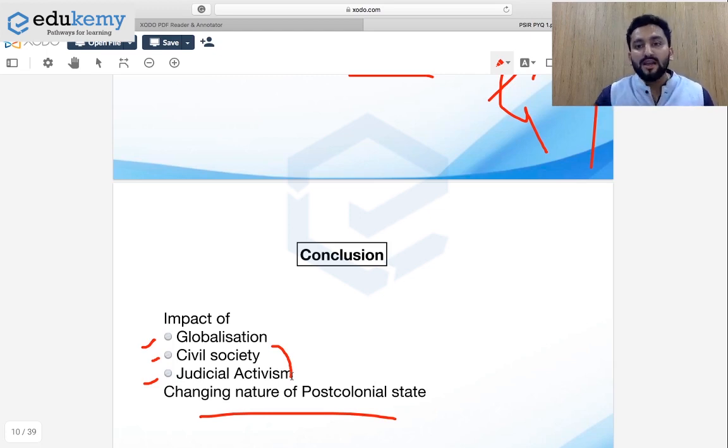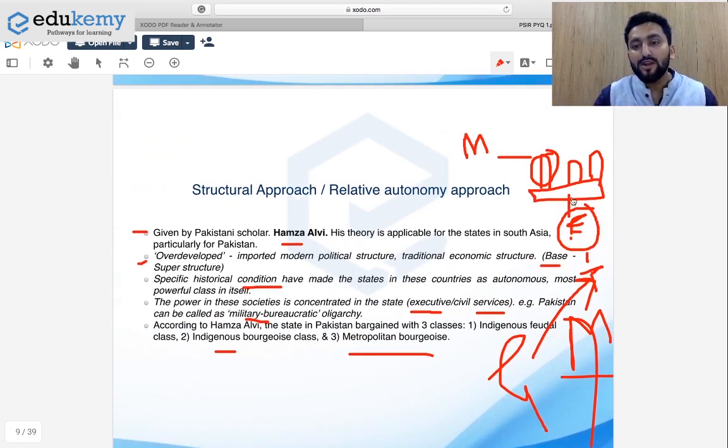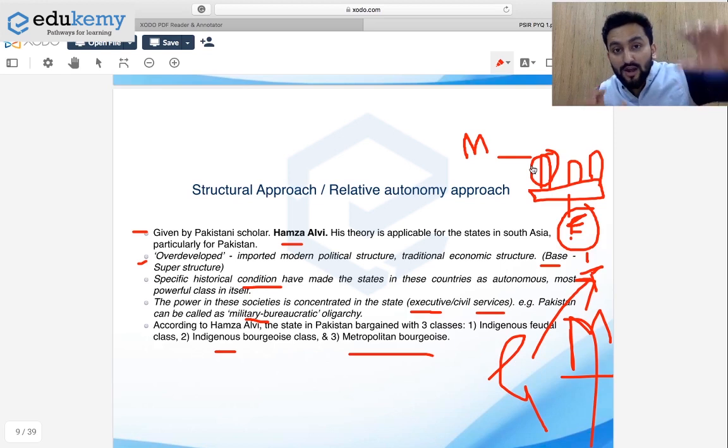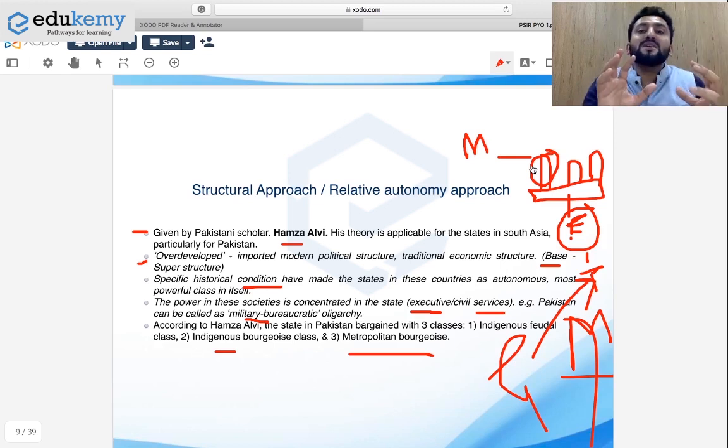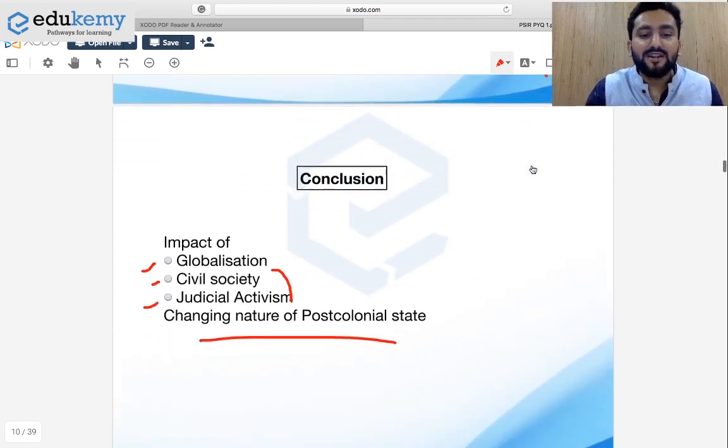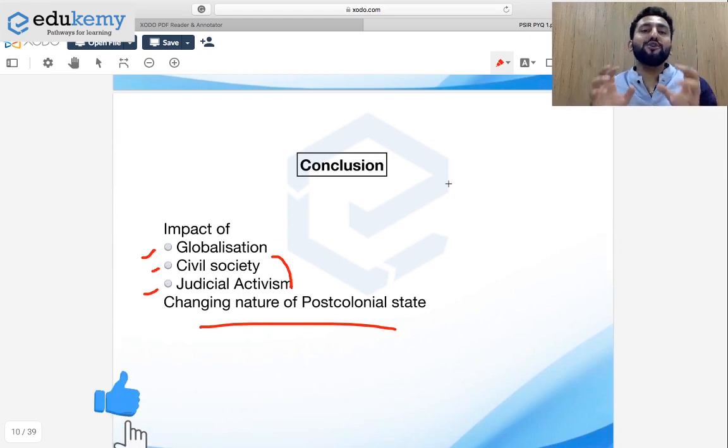So what is happening? Don't you think these political institutions, which although were modern, became overdeveloped, but now these facets, civil society and judicial activism, are putting a limit on the arbitrariness of these political institutions? So don't you think that the conception of the overdeveloped state is going to alter somewhat? Yes, right. So this should be reflected in your answer. That's how you mold your answer.